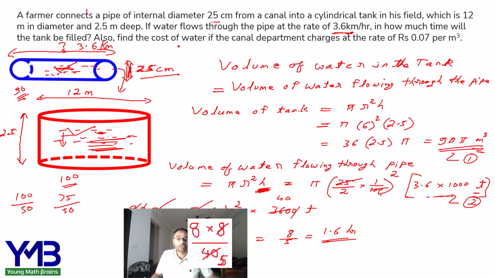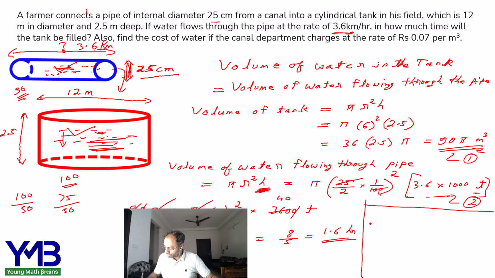Find the cost of water if the canal department charges at the rate of rupees 0.07 per meter cube. So cost is 0.07, cost equal to 0.07 rupees per meter cube, right? So how can we do this? What is the volume of the tank? Volume of the tank is equal to 90 pi, right? We have 90 pi. So 90 into, now we have to put 22 by 7 here.